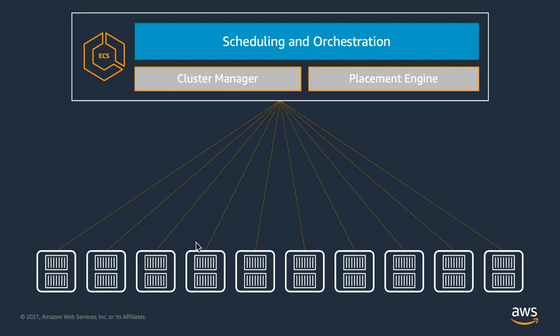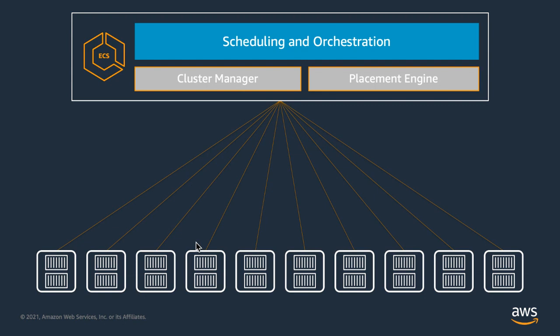If we look at it at a broad level and split ECS, the fundamental purpose of ECS is that we want to do scheduling and orchestration. The two key components underneath are the cluster manager and the placement engine. So what does the cluster manager mean? The cluster manager manages the health of the instances within your cluster. You set up an auto scaling group and register your instances within your cluster. ECS is then aware of your capacity and your desire for your containers.